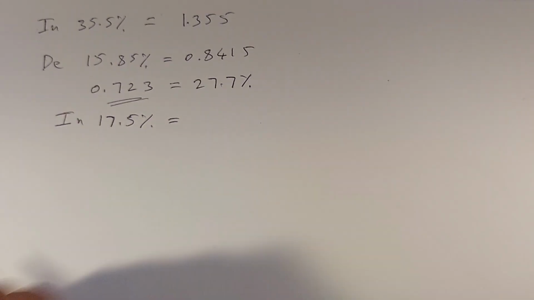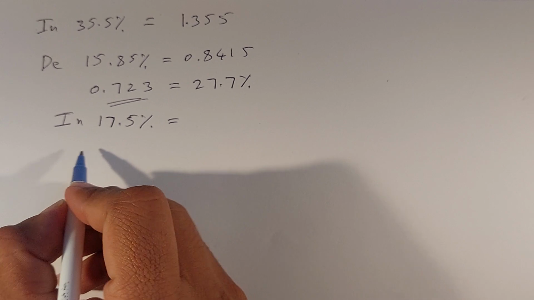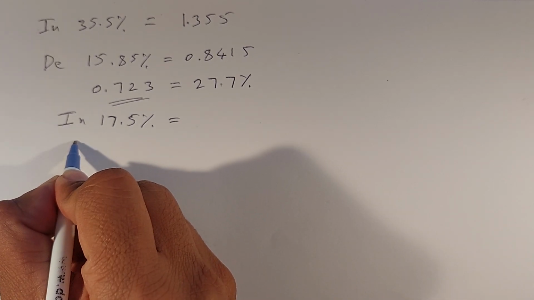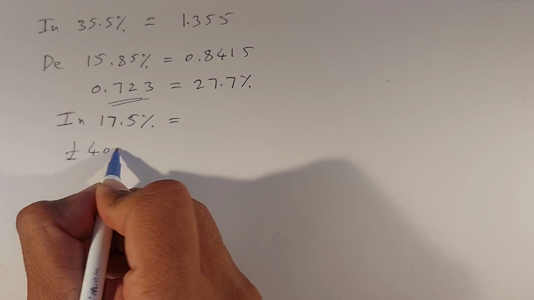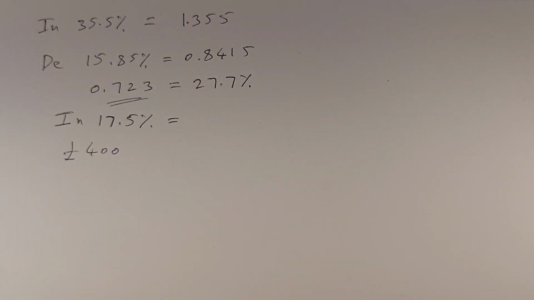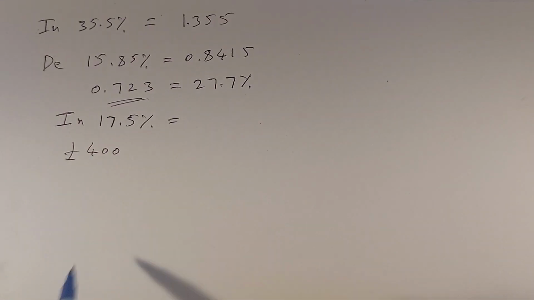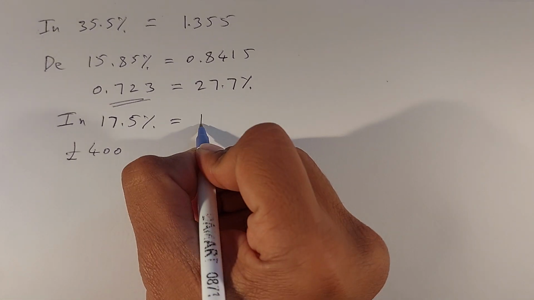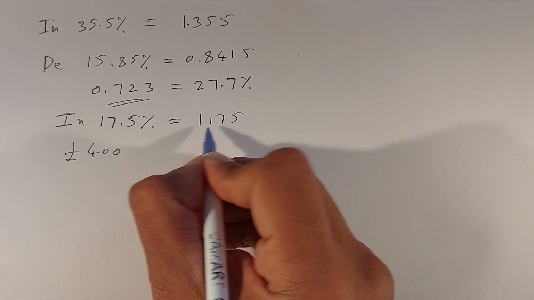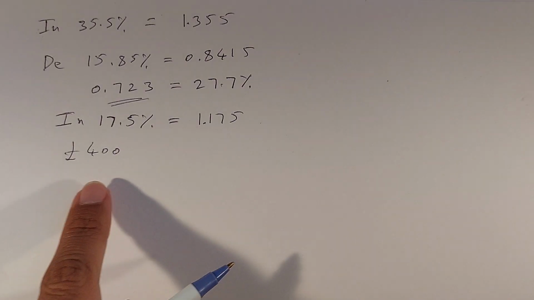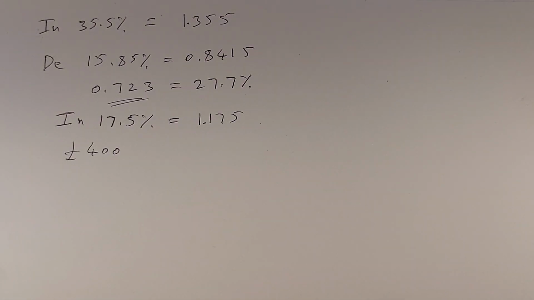So your mind or your calculator should calculate 100 plus that percentage. For example, you're buying a product showing £400, but you have to pay VAT on top. VAT is 17.5%, so you're paying 17.5% on top of the value. Your mind should calculate 100 plus 17.5, which is 117.5. So this is our multiplier.